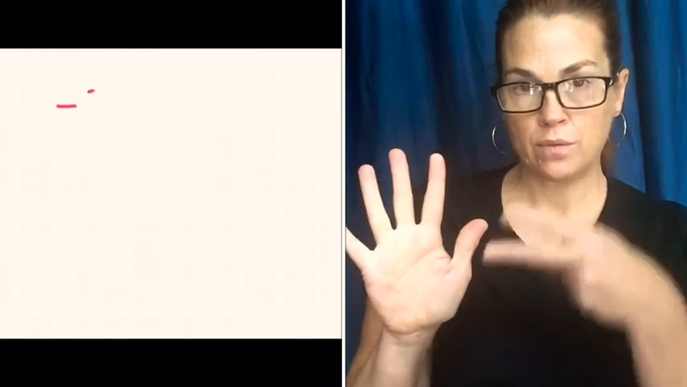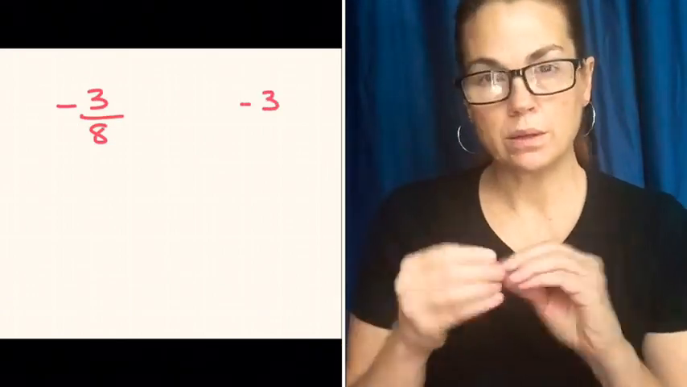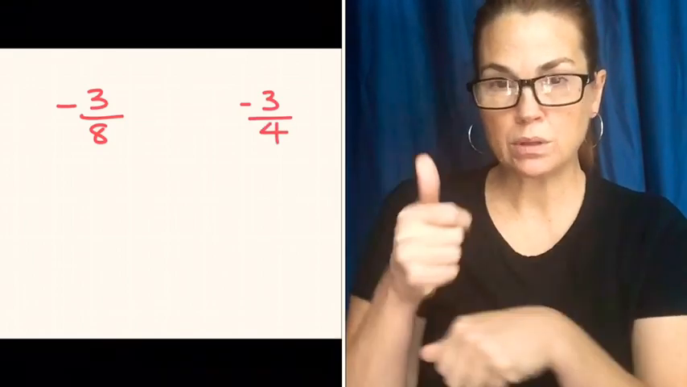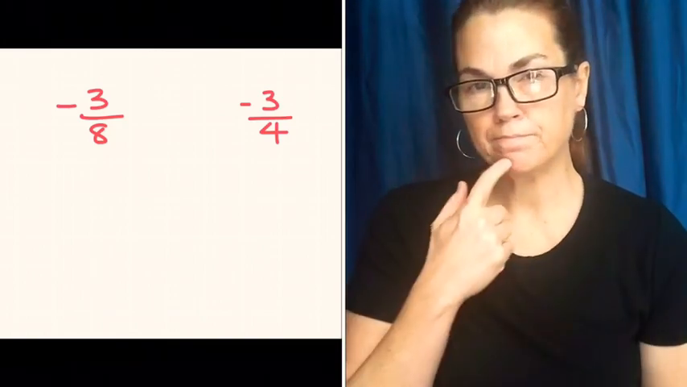Sometimes we can have rational numbers written in the same form. In other words, say 2 fractions. And still, it can be a little bit tricky. Take the case of -3/8 and -3/4.